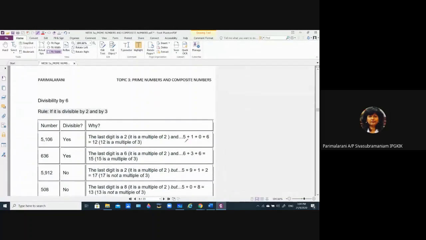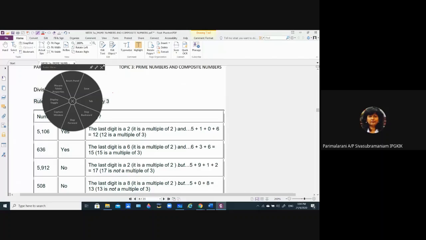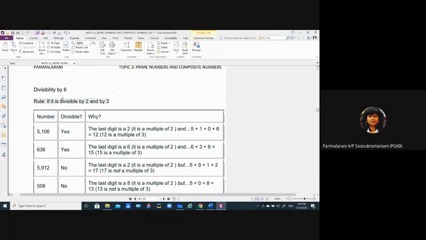So we're doing divisibility by 6. A number is divisible by 6 if you can divide it by 2 and you can divide it by 3. It must be able to divide by 2 and by 3.